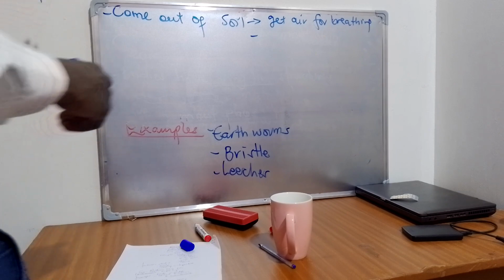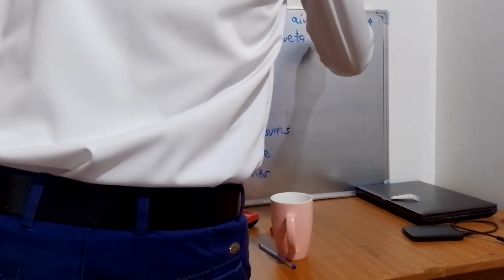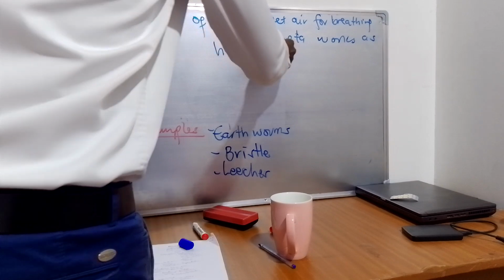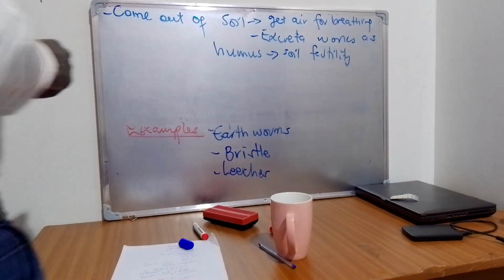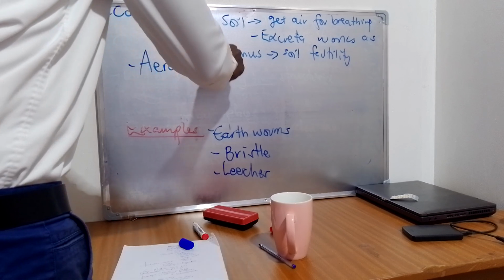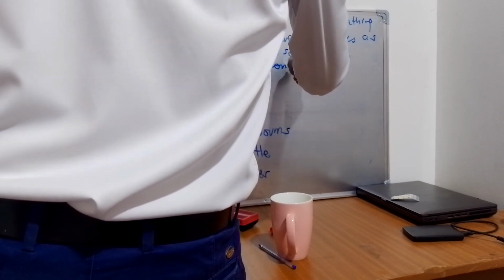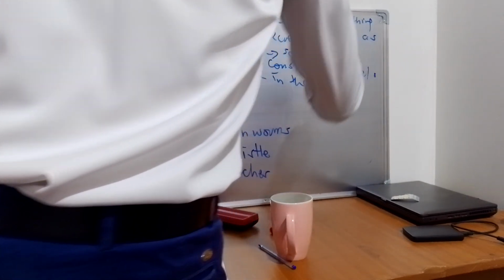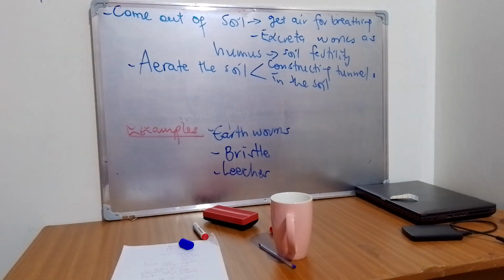Earthworms produce excreta, and their excreta works as humus. This improves soil fertility. Earthworms also help to aerate the soil. How? By constructing tunnels in the soil. By constructing tunnels in the soil, air is able to get into the soil, and that's how the process of soil aeration comes around.